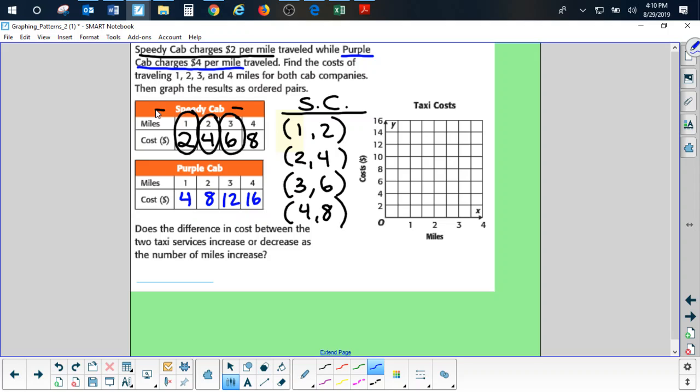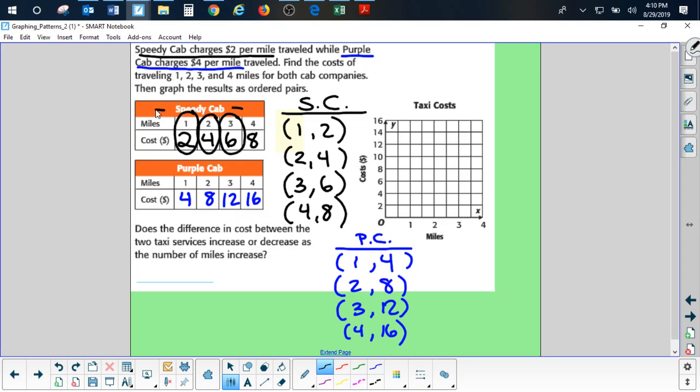So I'm going to move on to Purple Cab. For Purple Cab, we're going to do the same thing. We're going to get all of our coordinate pairs. 1, 4, 2, 8, 3, 12, and last one is going to be 4, 16. What we're going to do with those coordinate pairs now is graph them and make a line for Speedy Cab and make a line for Purple Cab.